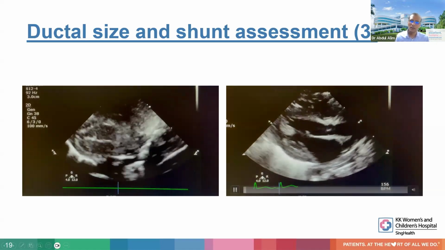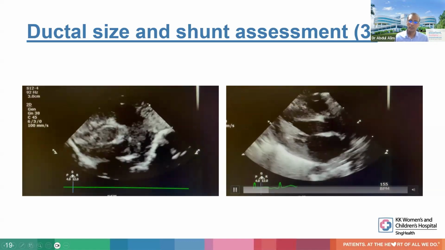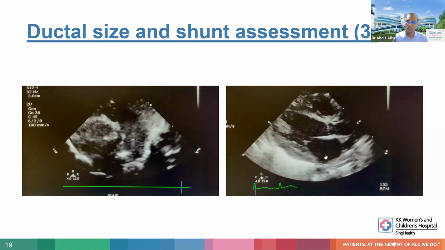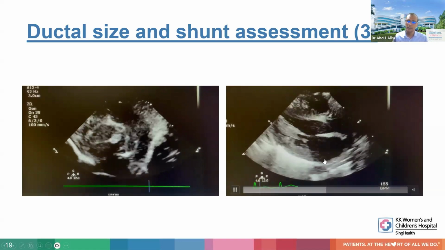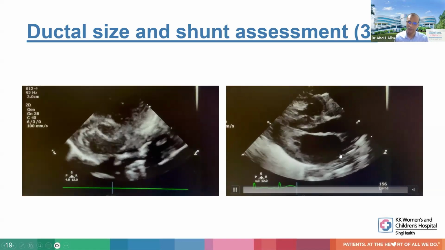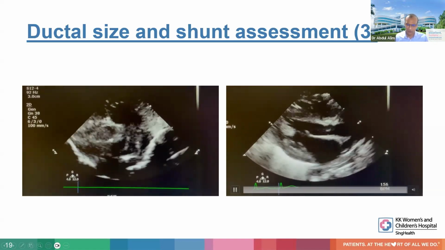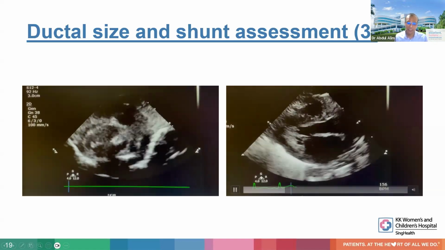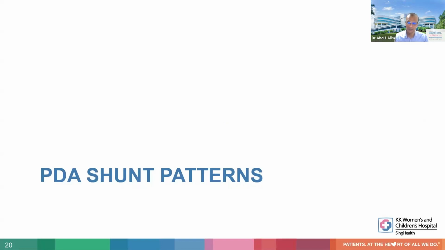And this is the parasternal long axis view, which shows the left atrium and aorta. The left atrium is definitely dilated, which is the same patient, with a dilated left atrium. So that's the assessment of the PDA size, and then the shunt, the visual assessment of shunt flow. The next is a visual assessment of shunt pattern.